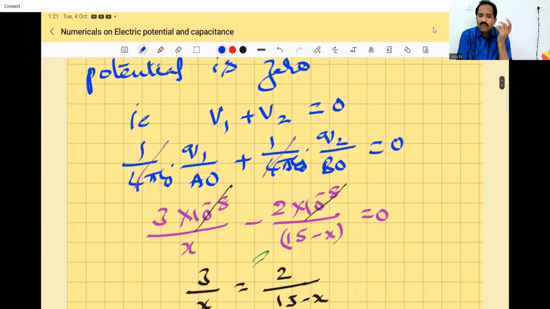Now, substitute for V1. V is equal to 1 by 4 pi epsilon naught Q by D. That is the electric potential due to a point charge. So, due to Q1, 1 by 4 pi epsilon naught Q1 by AO, distance is AO. Plus, what is V2? 1 by 4 pi epsilon naught Q2 by BO. That should be equal to 0.